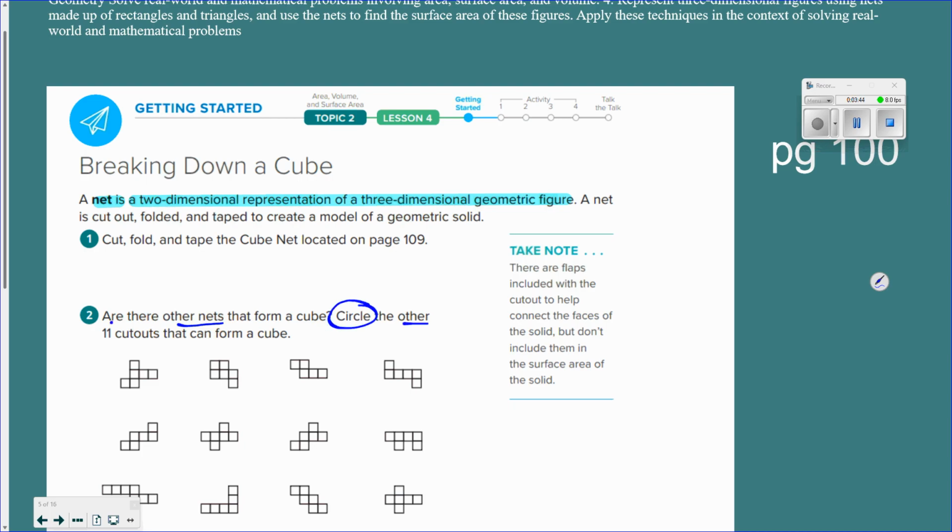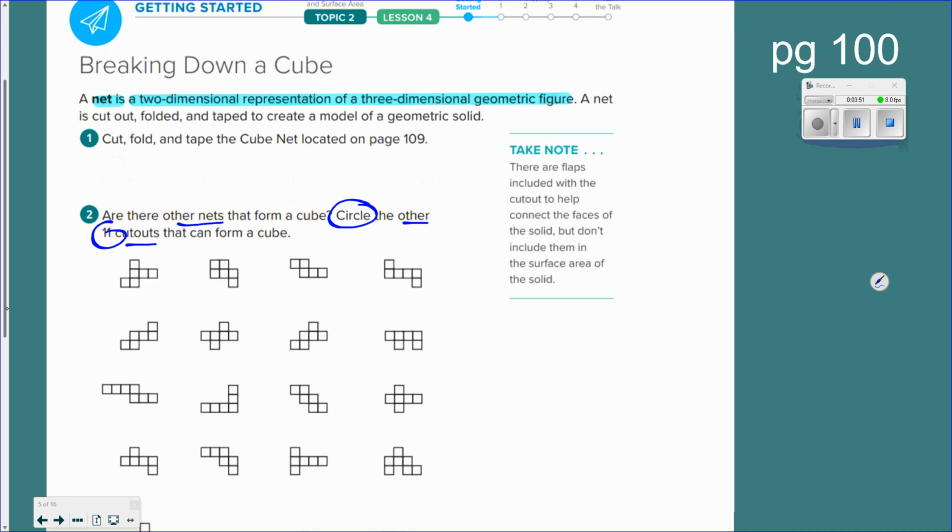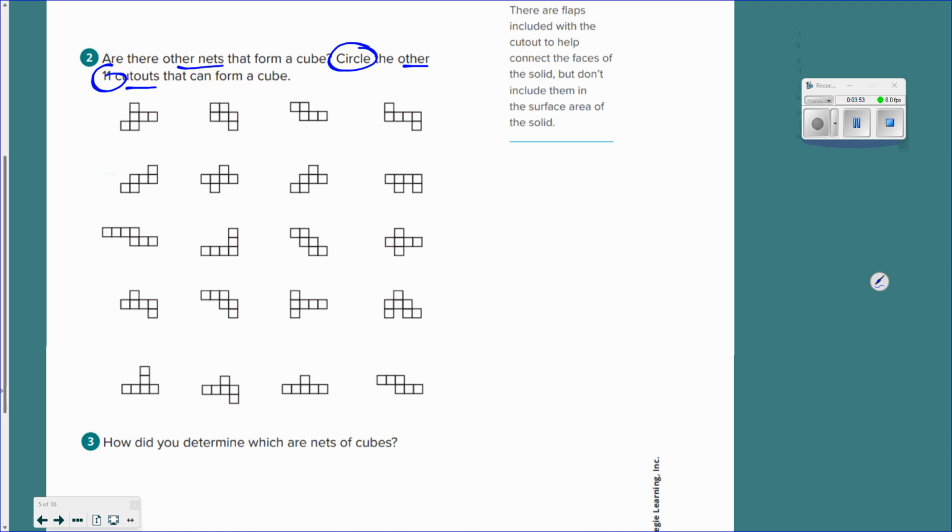So I actually gave you a hint. We've got 20 shapes here. 11 of them will form a cube. It is your job to circle all the 11 that will. You can put an X through the ones that won't. So since there's 20 of them for you to go through, we're going to give you guys about 10 minutes.